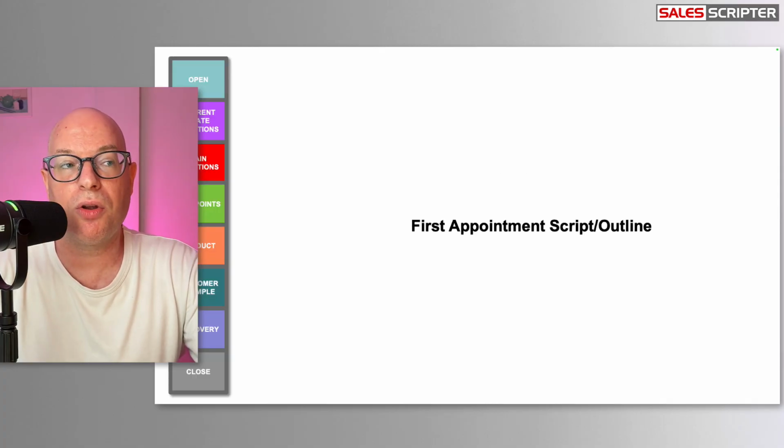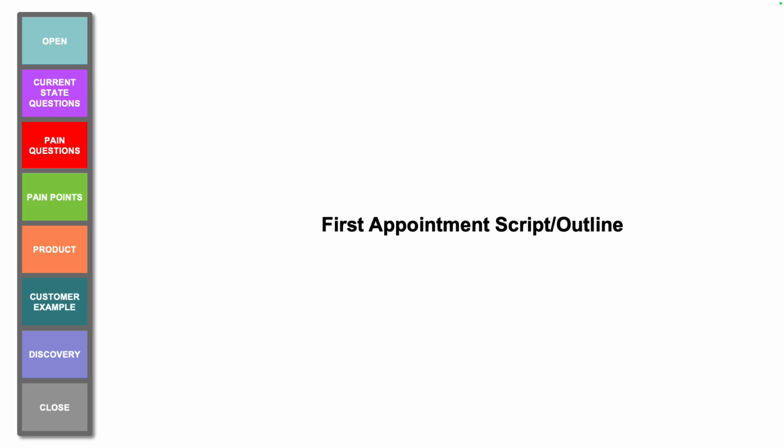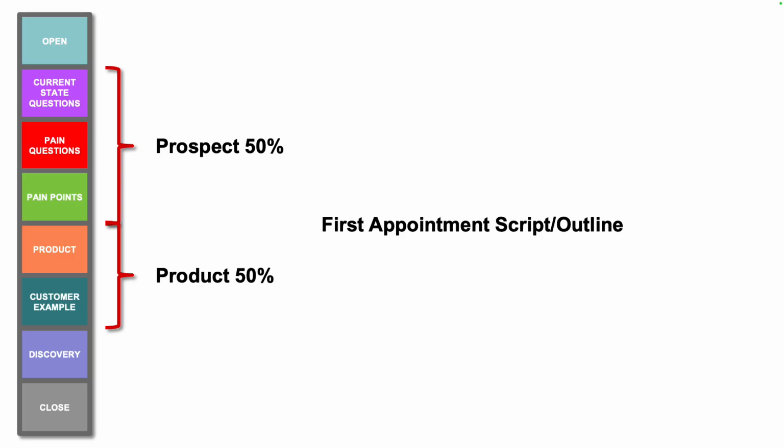And I can also show you what this looks like. Here is our recommendation for a first appointment script or a first appointment outline. And using this approach, we can make the first half of the conversation or the appointment all about the prospect and do that by asking good questions. And we can then make the second half of the appointment about our product and our company.